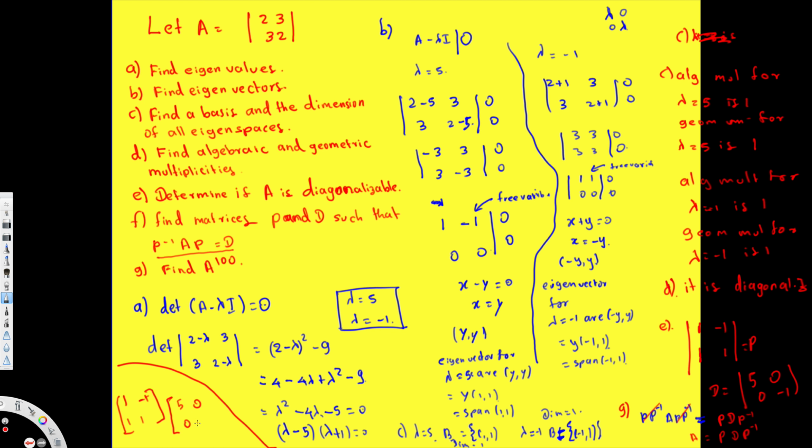But in this case, since they are asking for A power 100, the question is A power 100, right? So A power 100, therefore we have to find D power 100. So it's going to be power 100. Then we have to multiply this by P inverse. P inverse is the inverse of 1 minus 1 1 1, and if you calculate the value, this will give you A power 100. So this is how we do these questions.